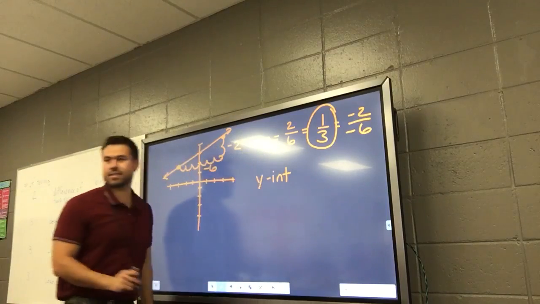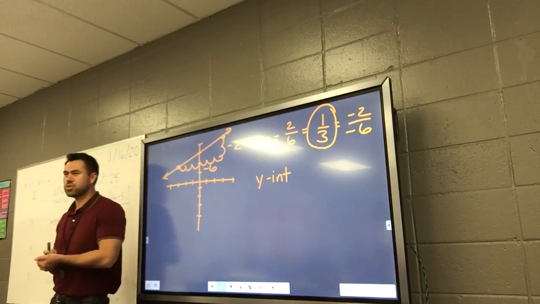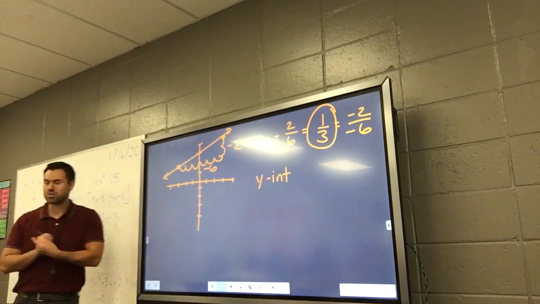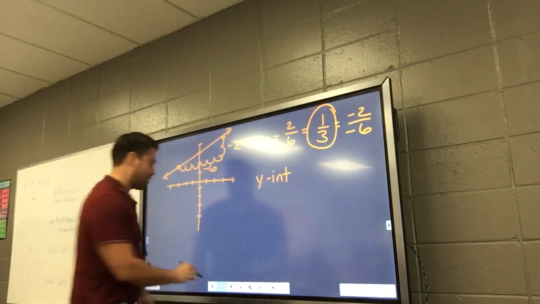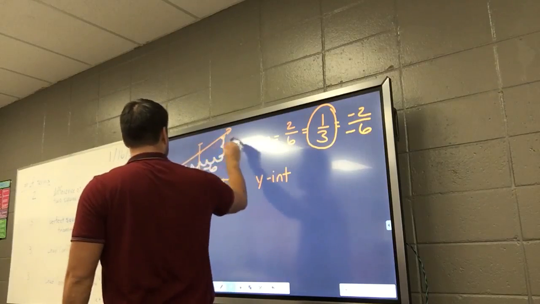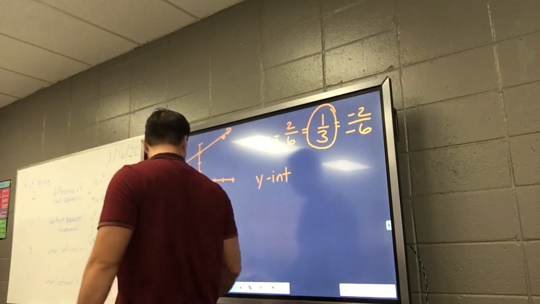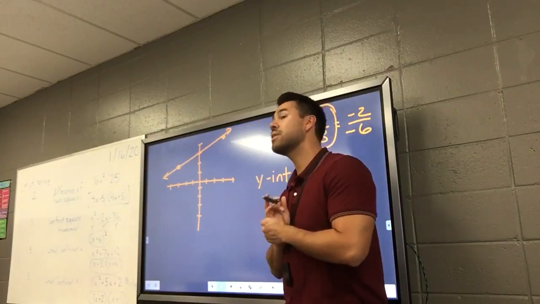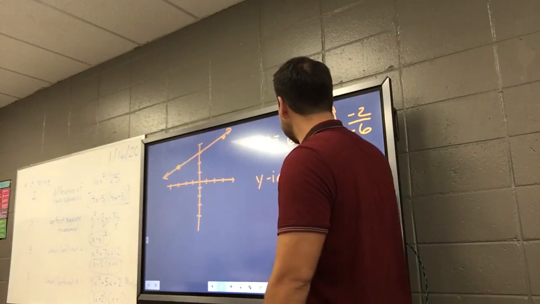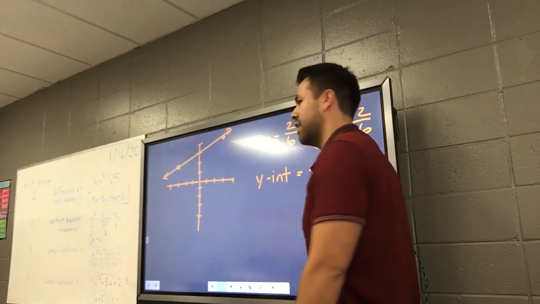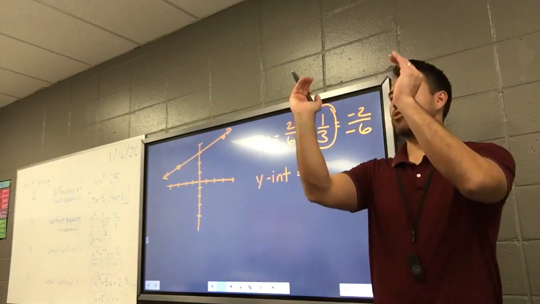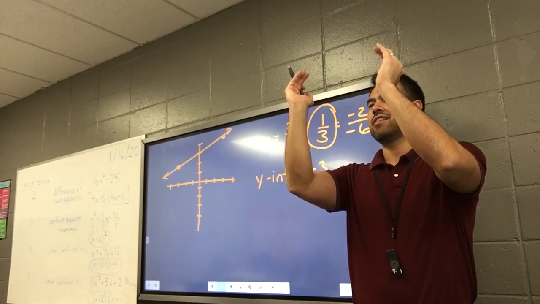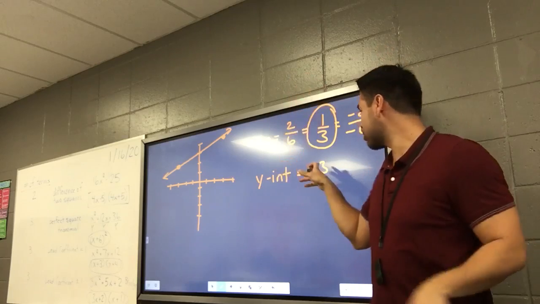Who has the y-intercept? Olivia, what is the y-intercept of this graph? So I'm going to erase all the other stuff because that might throw people off. Okay, where does it cross the y-axis? Three. Y-intercept is positive 3. What does the ordered pair look like? Hannah? 0, 3. Okay, but it's 3.